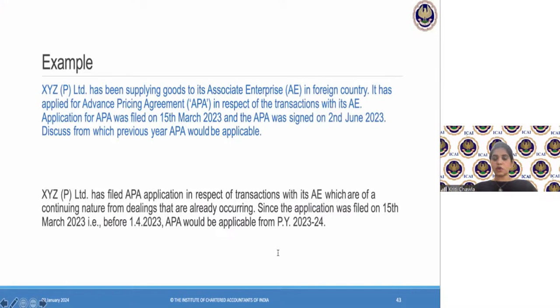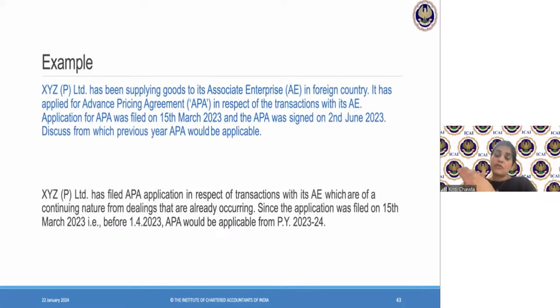There is a question in the group, what about 4 years backward? 4 years backward basically means, let's take this particular example, that APA will be applicable for previous year 23-24, and then if they had applied for 5 years, that means the first year was 23-24, 24-25, 25-26, 26-27, 27-28. So that basically means that they have got certainty in transfer pricing margin till 2028, starting from 2023-24. So for 5 years, they have got clarity.